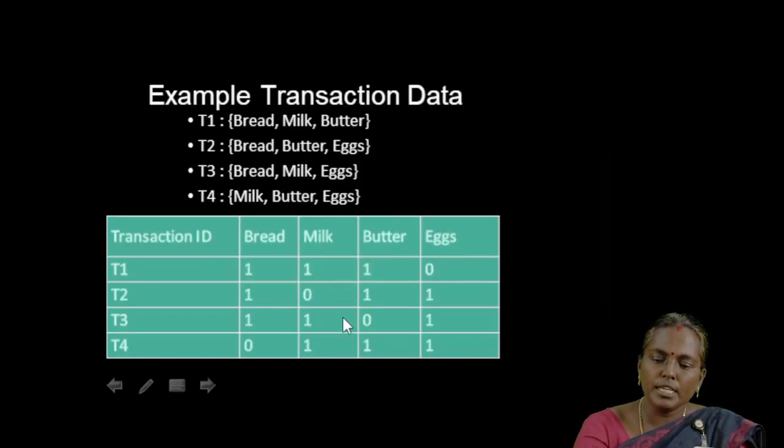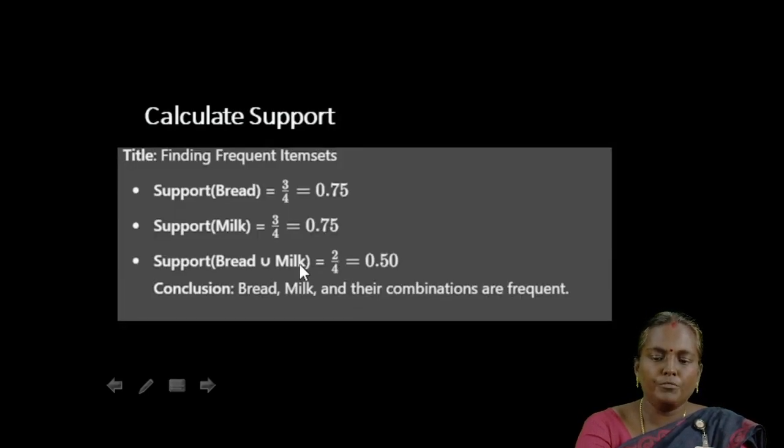Next, I am going to see how many transactions have taken place for milk. Here again for milk there are 3 purchases from the customers. So total transactions 4. So again you are going for 3 by 4, which will be equal to 0.75. Next I am going for the support of bread with milk.